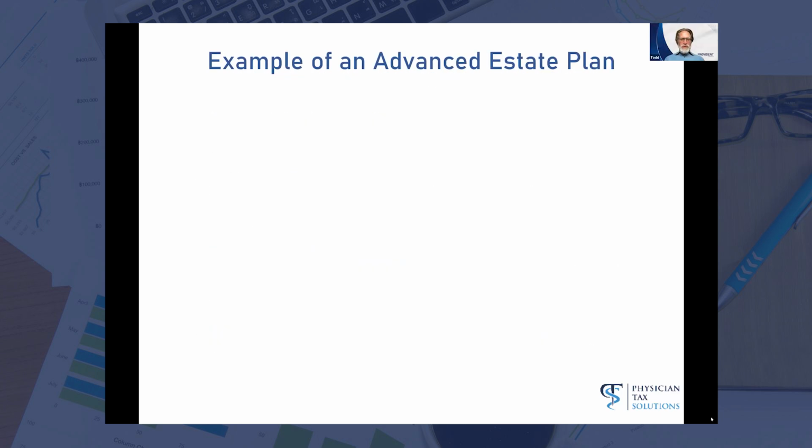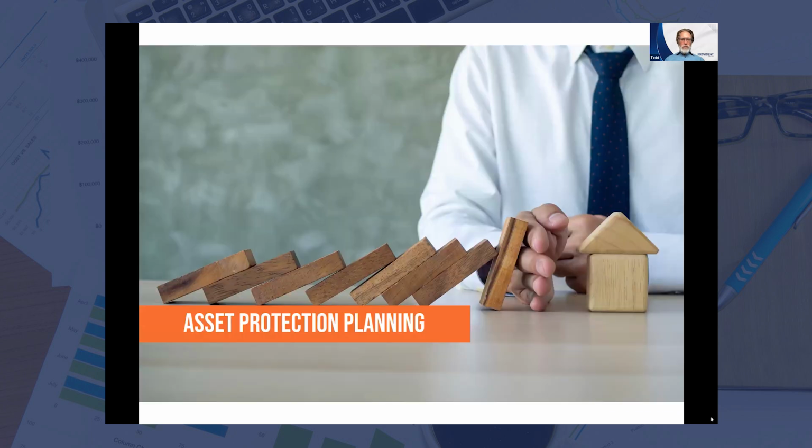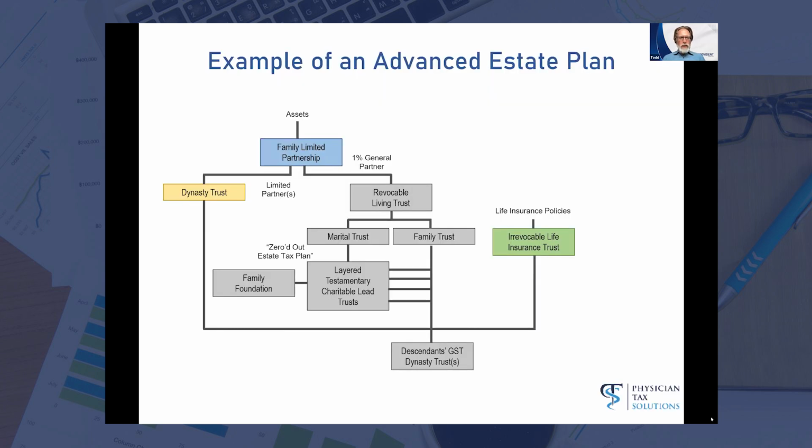We're going to go through an example fairly quickly of an advanced estate plan, so you can see what that looks like. So you can see in this advanced estate plan, we used a family limited partnership, and we have a 1% general partner here that's the revocable living trust, fully funded, right, guys? And then the 99% limited partner interest is owned by a dynasty trust.